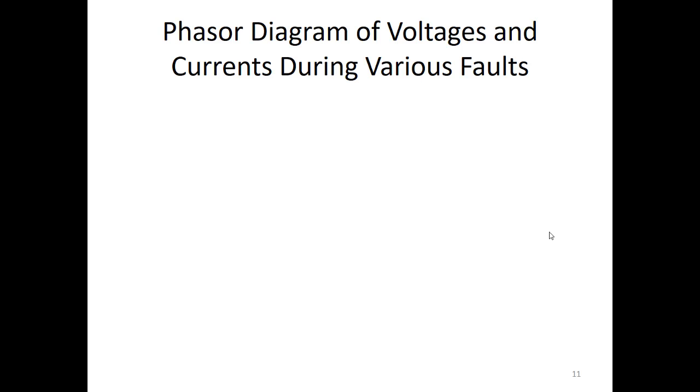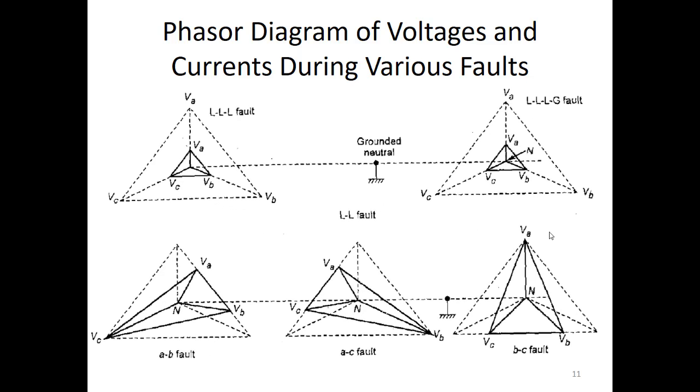So let us see the phasor diagram of voltages and currents during various faults. In fact, if we consider the shunt faults, there are 11 types of shunt faults, considering various phase to ground and various phase to phase faults. So let us see the phasor diagram of various voltages and currents during these 11 types of shunt faults.